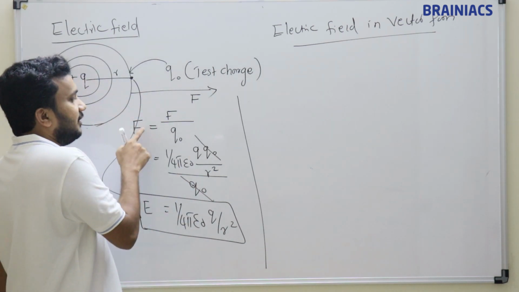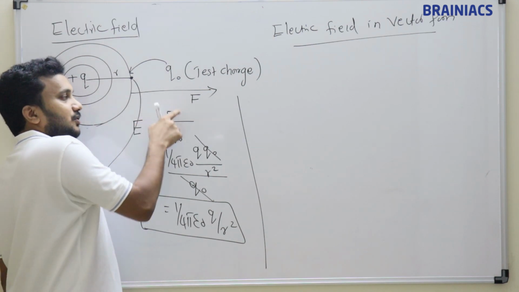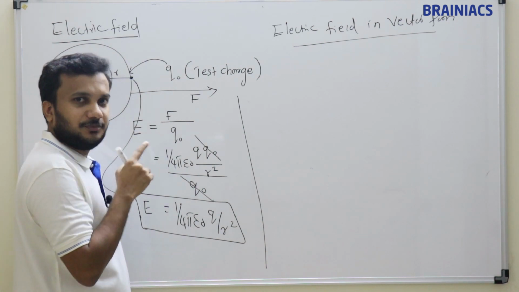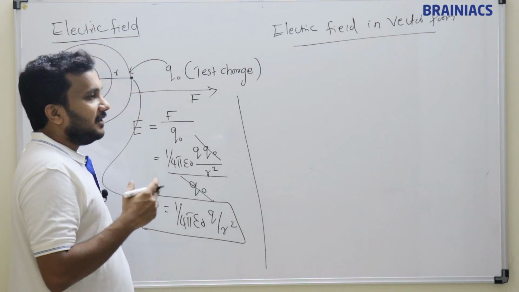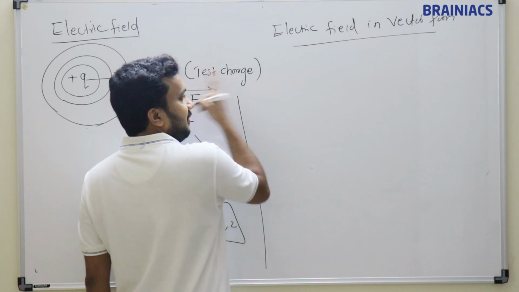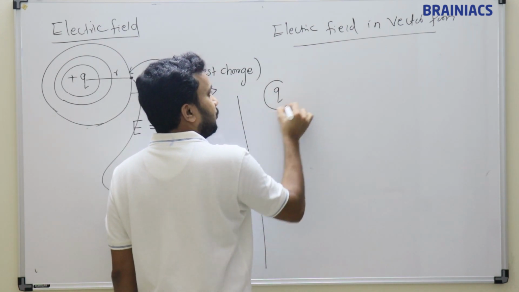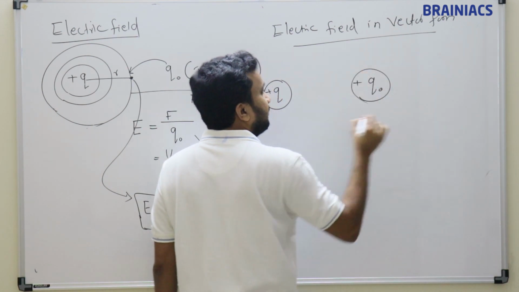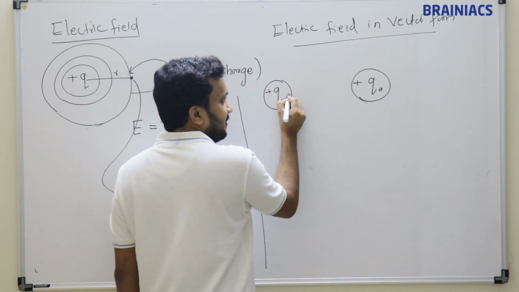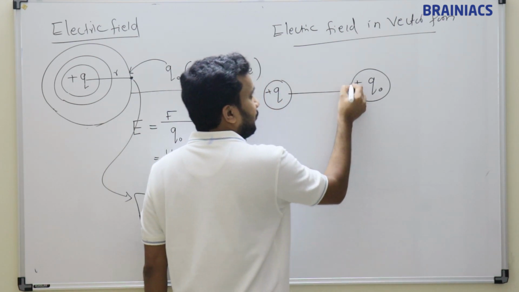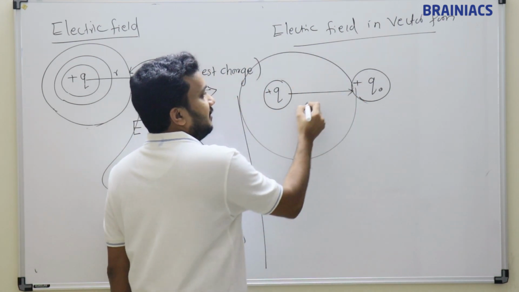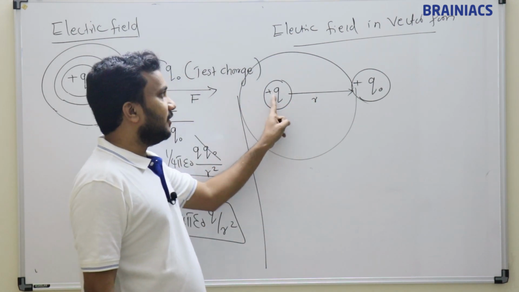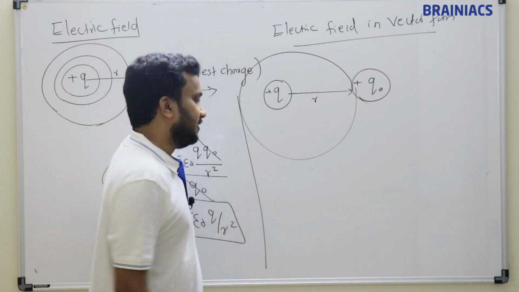We know electric field is a vector quantity because force is a vector quantity. So the right side is a vector, so of course the left side will also be a vector. I am redrawing the diagram here. I have a source charge plus q, and I have a test charge q0 here. The distance from plus q to q0 is called r. So r is the vector which is directed from the source charge towards the test charge.